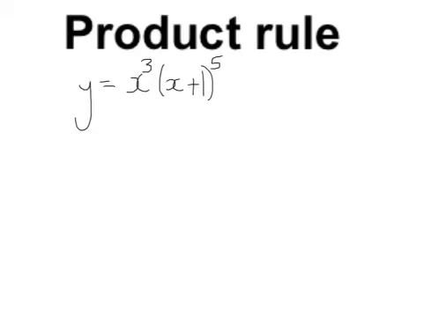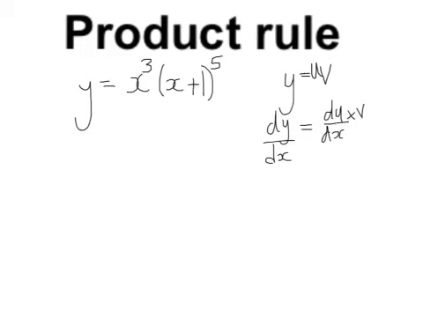What the product rule says is that if y is a combination, a product of two functions, u and v, then to differentiate y with respect to x, you differentiate u first and multiply it by v, and then you differentiate v and multiply that by u. More formally, we denote that as this: v du by dx plus u dv by dx.